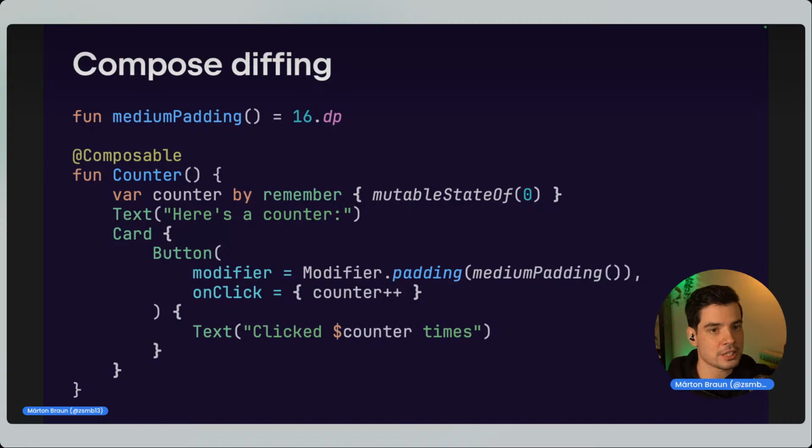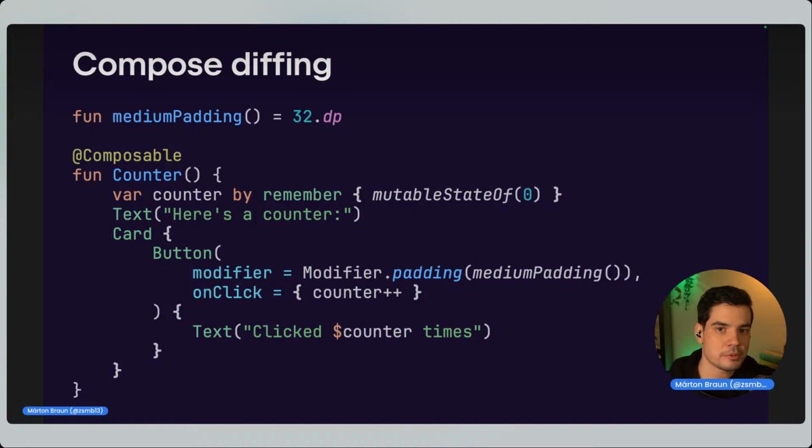But essentially, we keep track of the contents of every group and every function that's used in your Compose code, and we can detect changes in the bytecode of each of those different composable groups. Here we have a small example where we have a function that just returns a 16 dp value, and then we have a simple counter implemented in Compose. So we have a piece of state, we have a card, we have a button on it, and tapping the button just counts upwards. Let's say that I change the value that the medium padding function returns.